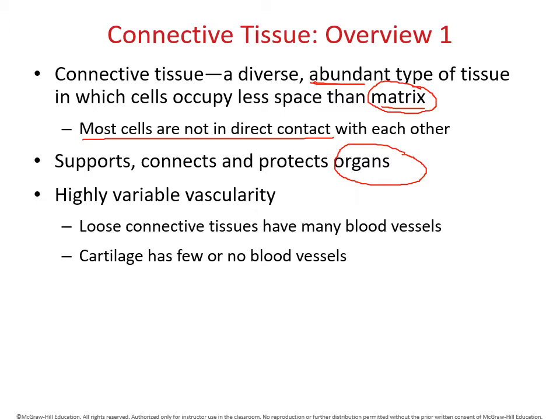And also very important to point out is that connective tissue is highly vascular. Lots and lots of blood vessels can be found. This is also the part where I have to put a little bit of a disclaimer, which is that the cartilage types, which also fall under connective tissue, they do not follow the rule of being very vascular. In fact, they have few, if any, blood vessels.